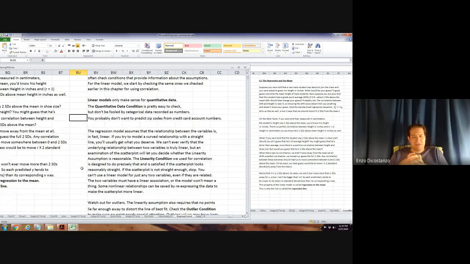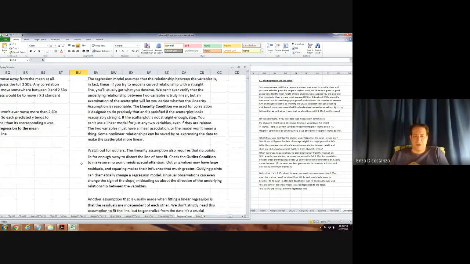The linearity condition is designed to check precisely that, and it's satisfied if the scatter plot looks reasonably straight. If it's not, like the V-shaped recovery that we may be looking at. So the linearity condition: relatively straight, with an angle or a slope. It doesn't have to be horizontal or vertical, but basically the scatter plot should be straight enough.